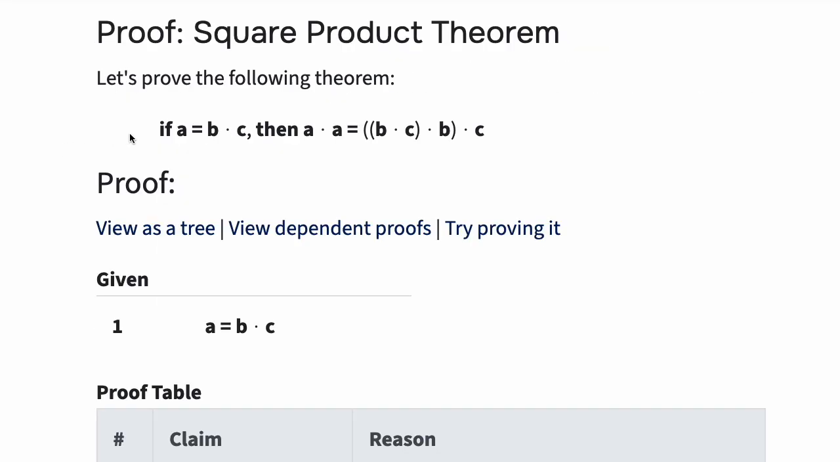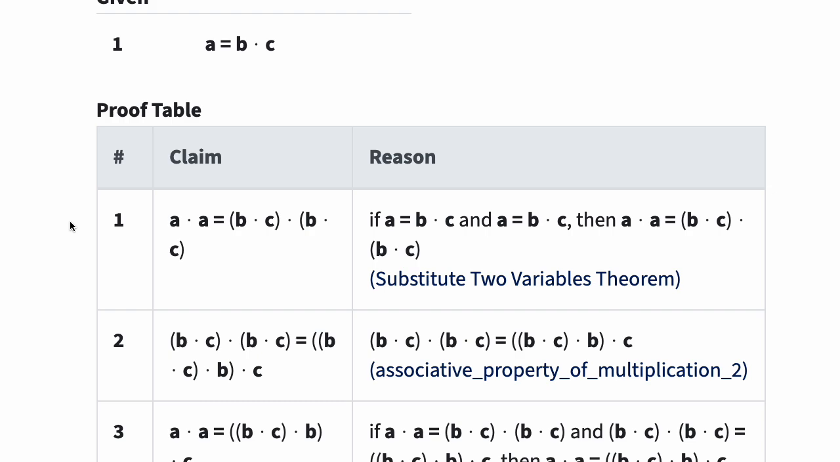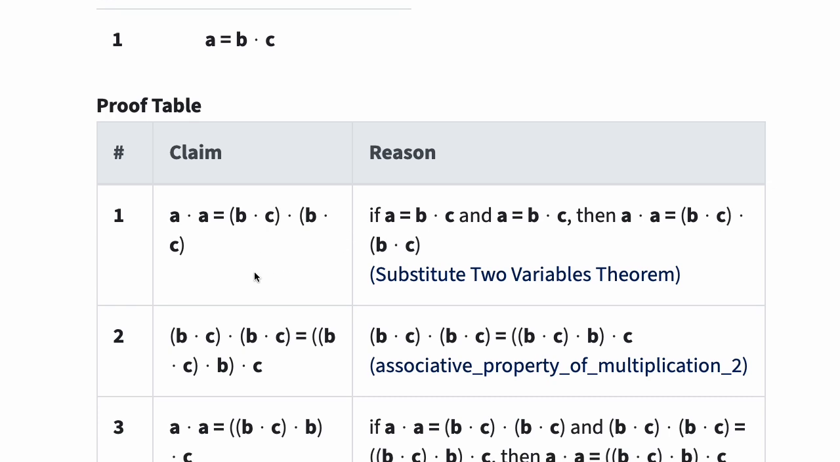Let's prove the following theorem. If a is equal to b times c, then a times a is equal to b times c times b times c. We are given that a equals b times c. First, we can use the multiplicative property of equality to claim that a times a is equal to b times c times b times c.